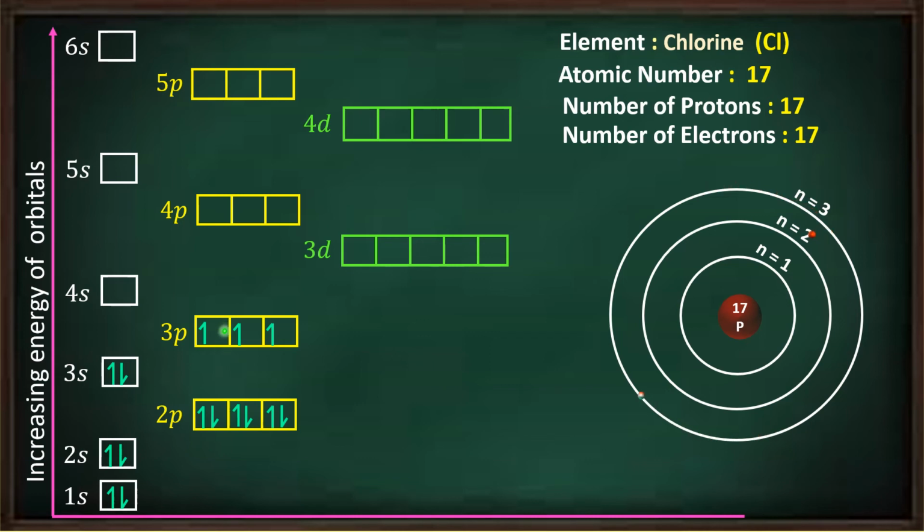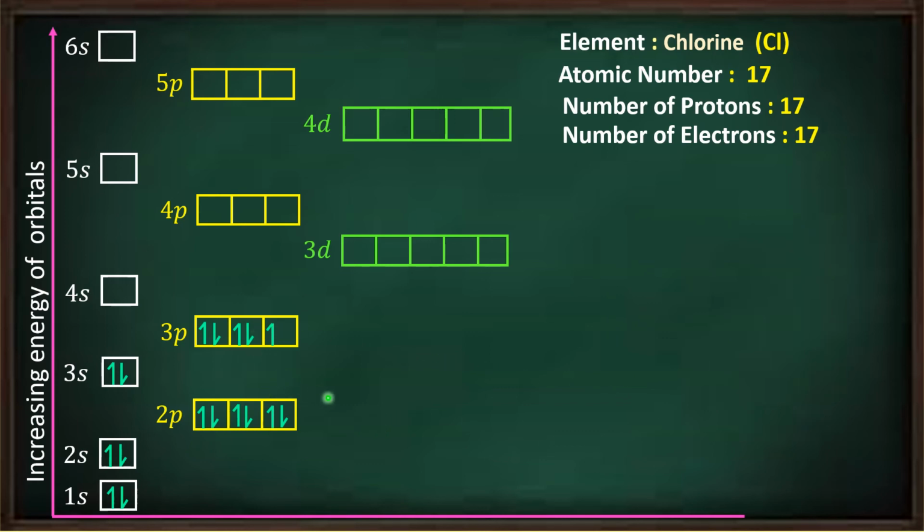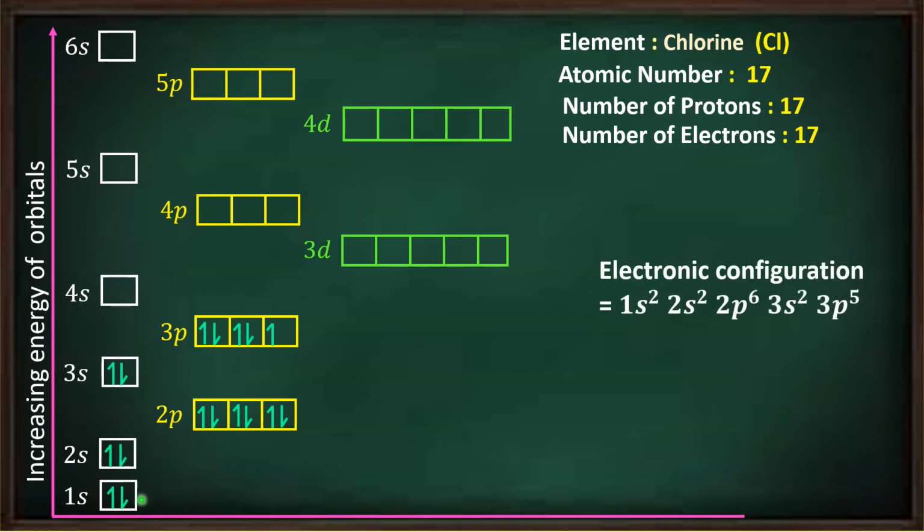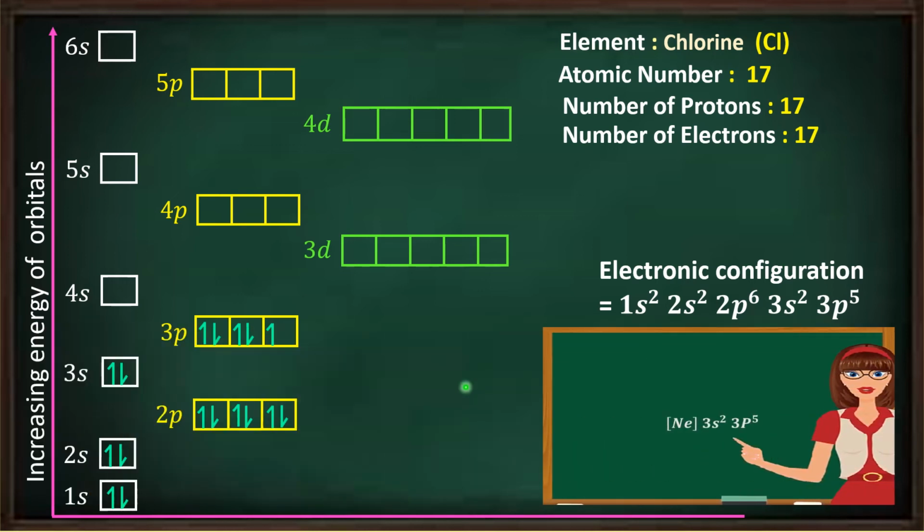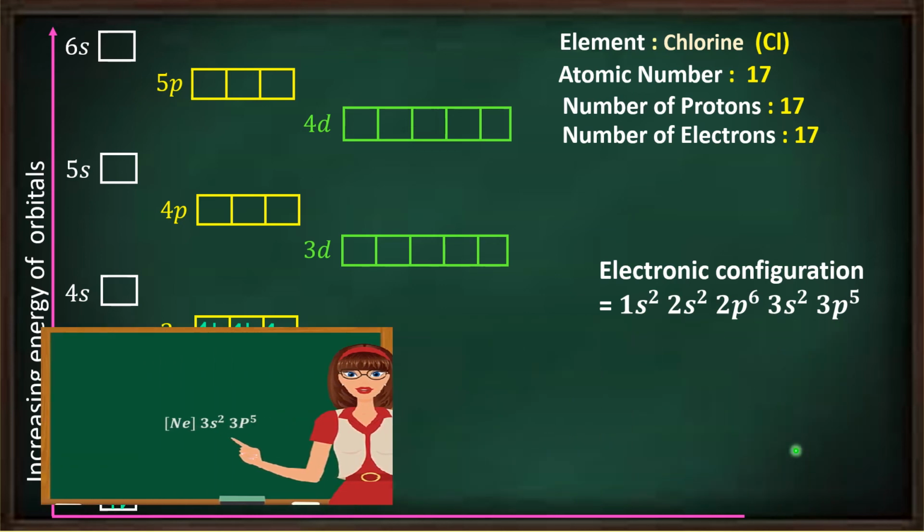And the 16th electron pairs up with this electron, and the last electron, say the 17th electron, this is called the discriminating electron, pairs up with this electron in 3p. So totally 17 electrons have been filled. So the electronic configuration of chlorine is 1s2, 2s2, 2p6, 3s2, 3p5, or neon 3s2, 3p5. Okay.